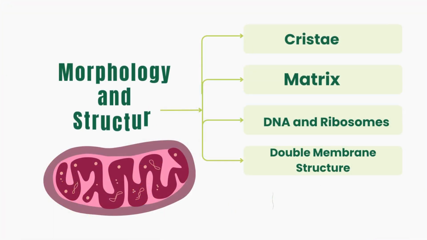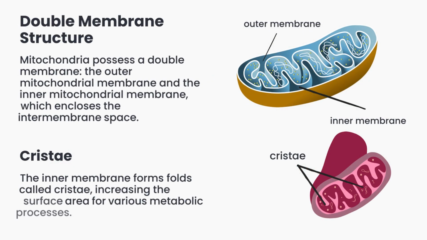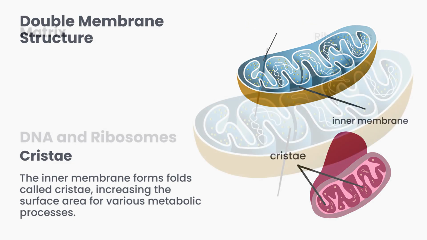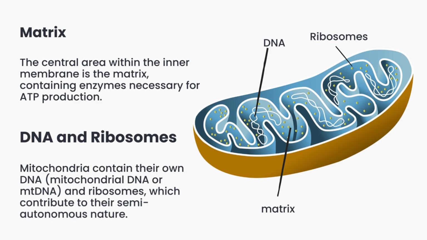The structure of mitochondria consists of cristae, matrix, DNA, ribosomes, and a double membrane structure. Mitochondria possess a double membrane, the outer mitochondrial membrane and the inner mitochondrial membrane, which encloses the intermembrane space, and the inner membrane forms folds called cristae, increasing the surface area for various metabolic processes. The central area within the inner membrane is the matrix containing enzymes necessary for ATP production, and mitochondria contain their own DNA and ribosomes, which contribute to their semi-autonomous nature.